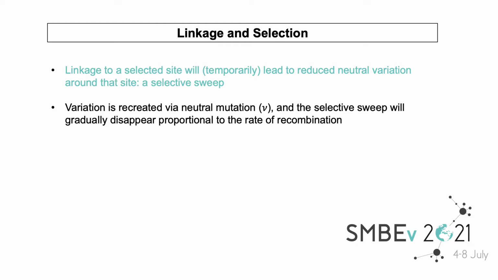So variation will of course be recreated via neutral mutation, Nu, and then our selective sweep will gradually disappear. It will disappear at a rate proportional to the rate of recombination. And the reason for this is that the neutral variants are going to appear on different chromosomes, and so they'll be in linkage disequilibrium with our selected allele, but eventually recombination will homogenize things, and that window of reduced variation, the sweep, will be gone.